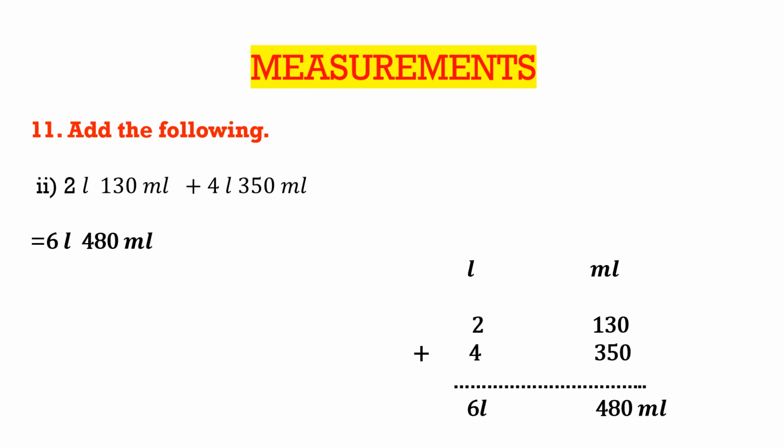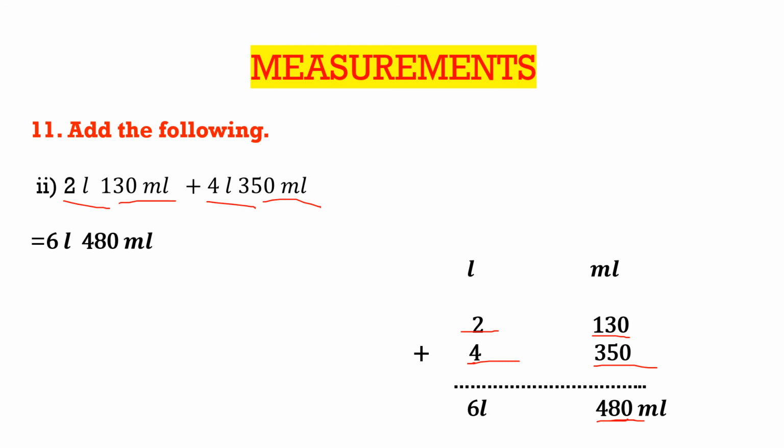We have to separate liter and milliliter. Write down 2 liter and 4 liter in liter column and 130 milliliter and 350 milliliter in milliliter column. Now we have to add liter and milliliter. First go to milliliter column. 0 plus 0 is 0, 3 plus 5 is 8, write down 8 and 1 plus 3 is 4, write down 4. We get 480 ml.